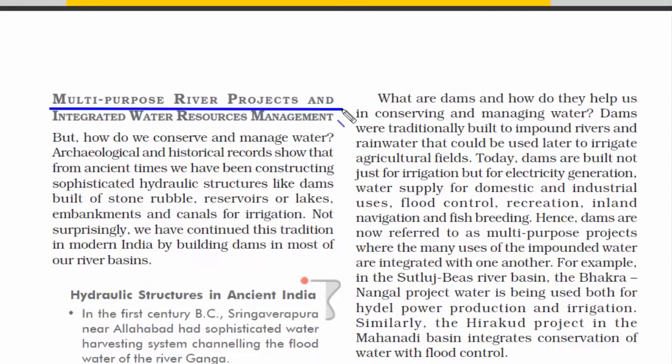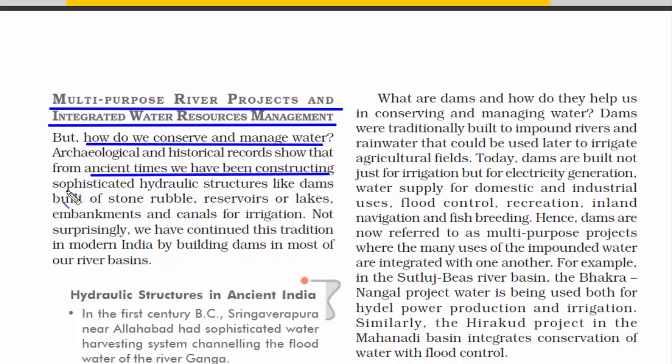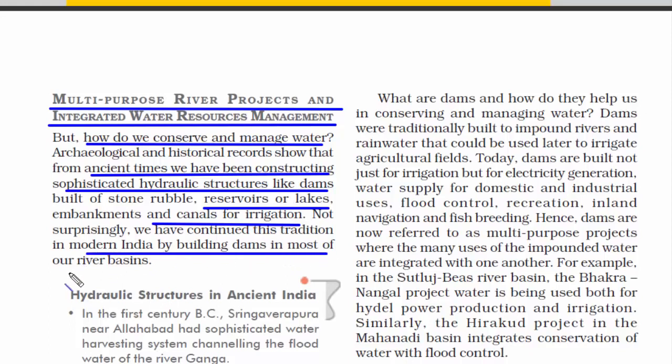Let's move on to the next topic, multi-purpose river projects and integrated water resources management. So now the big question is, how do we conserve and manage water? And we have a solution to that as well. Even historically speaking, human beings used to make structures like dams, then reservoirs or lakes, then canals for irrigation. We still continue the tradition. It's just that we have some more sophisticated technology in terms of building a dam and river basin.